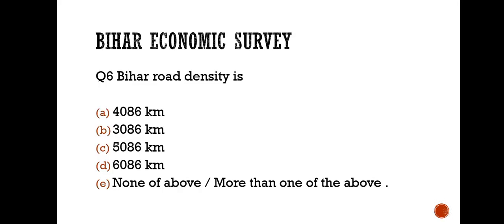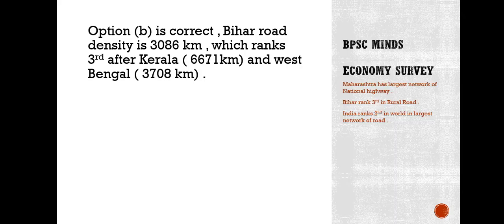Bihar road density is option A 4086 kilometer, option B 3086 kilometer, option C 5086 kilometer, option D 6086 kilometer, and option E, none of the above and more than one of the above. Let's see the answer. The option B is correct. That is, Bihar road density is 3086 km, which ranks third after Kerala, which has 6671 km, and West Bengal 3708 km. Now let's look into some facts.